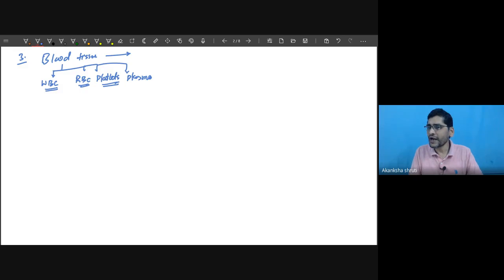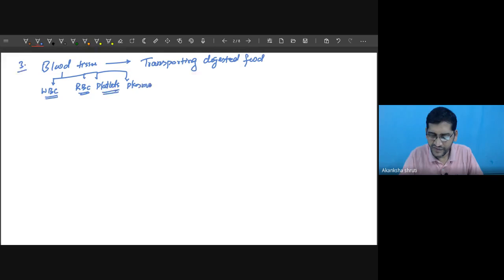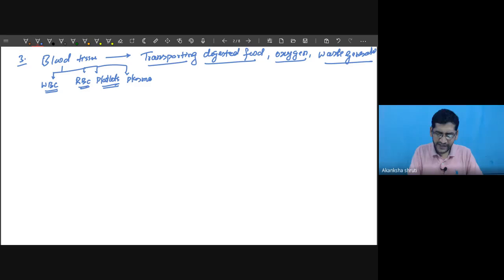But blood tissue has a specific task. What is that? Its function is transporting, means carrying digested food, oxygen, and waste generated in the body from one place to another, like digested food from the stomach to each cell, oxygen from the heart to each cell, waste from the cell to the excretory organ, like our kidney. So the purpose of blood is transportation.